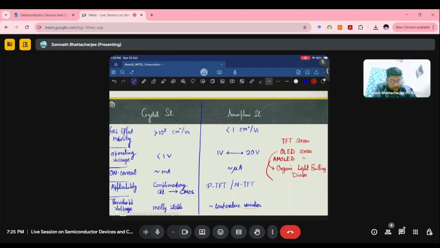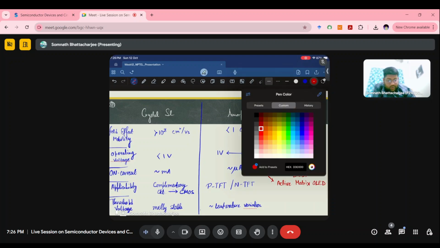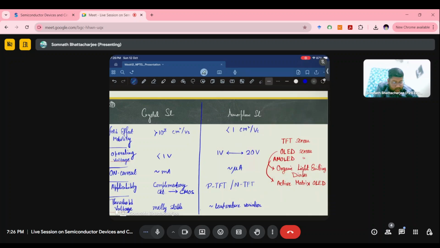So AMOLED means active matrix OLED devices. So what does it actually mean? In this case, a basic OLED or a basic diode can be just an LED structure, but an active matrix device has grids of some kind in rows and in columns, and each point is an OLED.